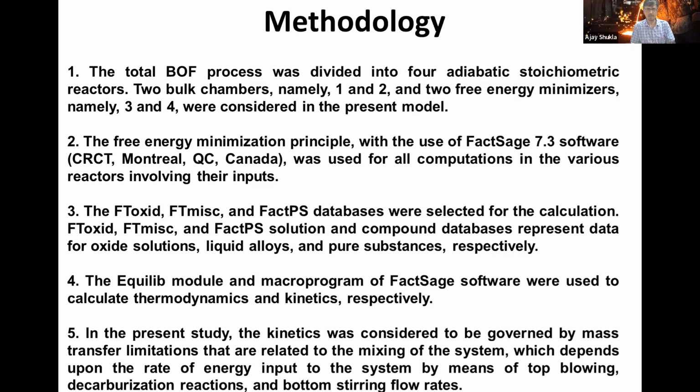and that is related to the mixing of the reactor. So this depends on the rate of energy input to the system by means of top blowing, LAN, as well as evolving CO inside the reactor and bottom stirring phenomena, all those things. So all these things are defined in terms of equations.